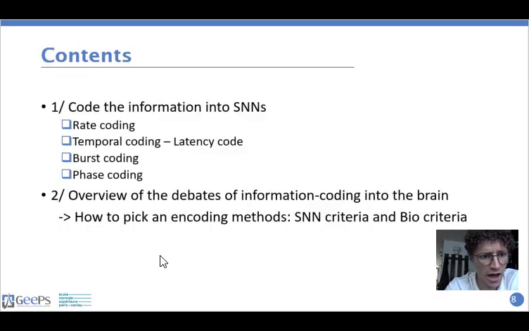So in this video, I present first rate code and temporal code through latency code. Those two methods are very simple and easy to understand, you will see. And then I'll present burst coding and phase coding, which are less well known, but very interesting, I think. And then I will dive into rate codes and temporal codes, and also present briefly population codes by exploring both computational and biological aspects.